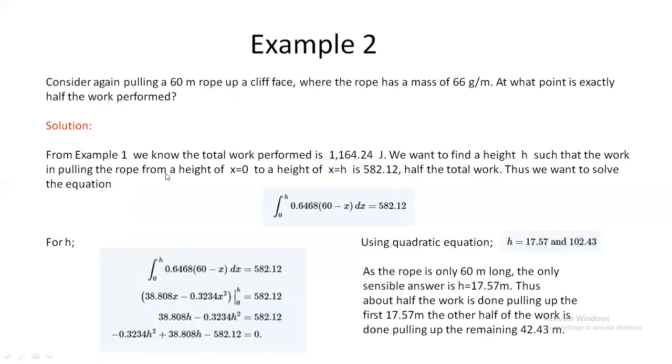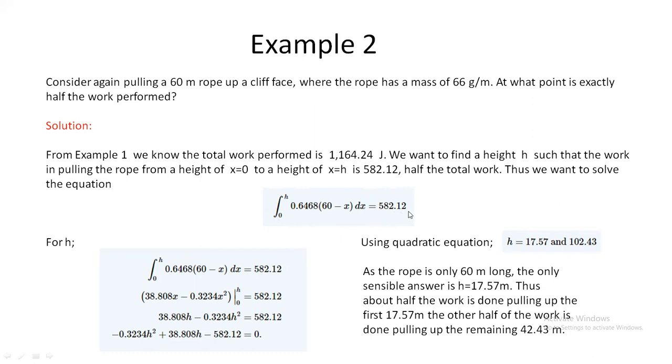So, this is it. So, for example, from example 1, we know that the total work is 1,164.24 joules. We want to find the height h such that the work in pulling the rope from a height of x equal to 0 to a height of this certain h is 582.12, half of the 1,164.24. Thus, we want to solve the equation. This is our integral equation now.